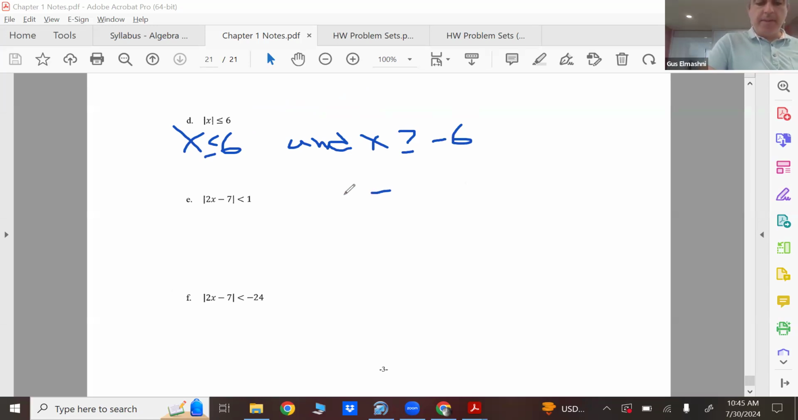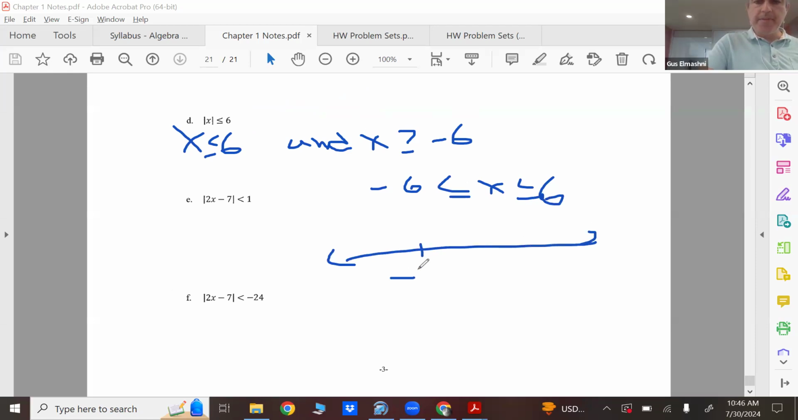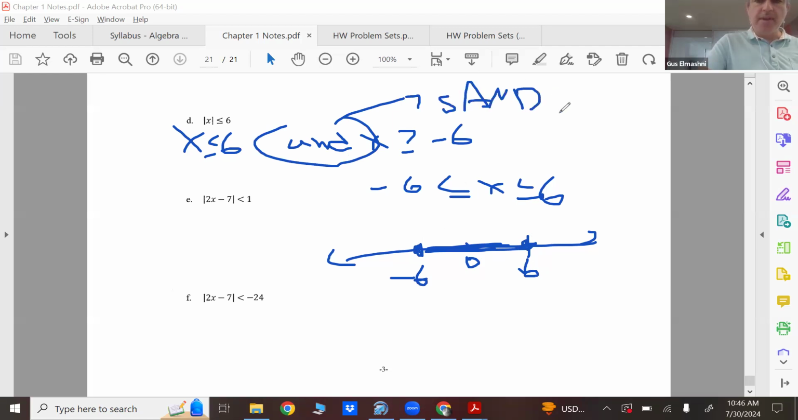So on a number line, it would look like this. Or first, we write a compound inequality like that. It's sandwiched in between the two. Here's 0 in the middle, and include and shade in between. So I like to think of the and situation as sandwiched. Kind of a play on words there.